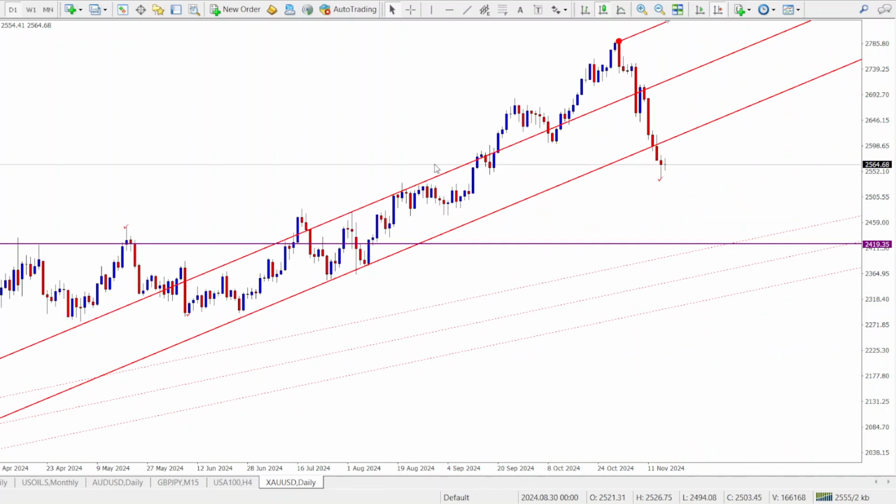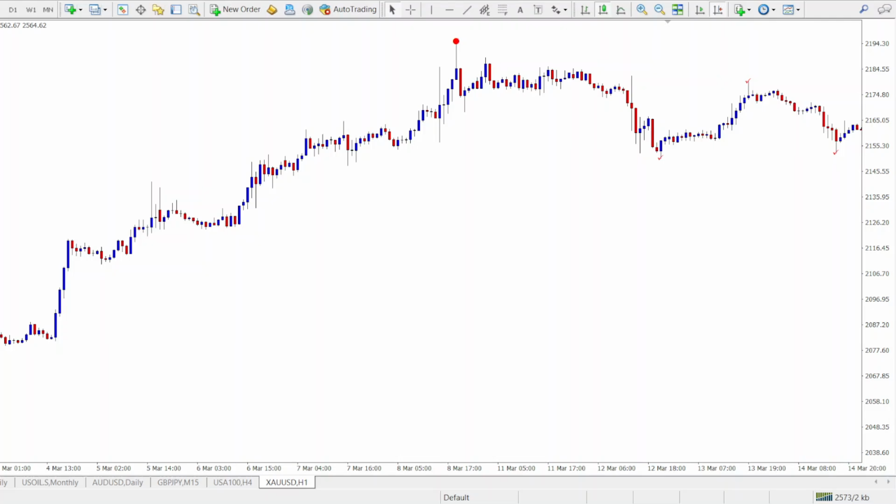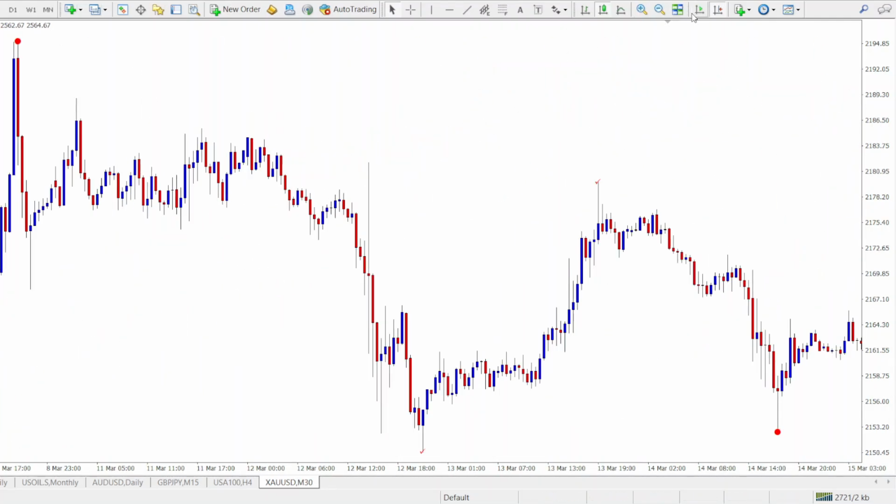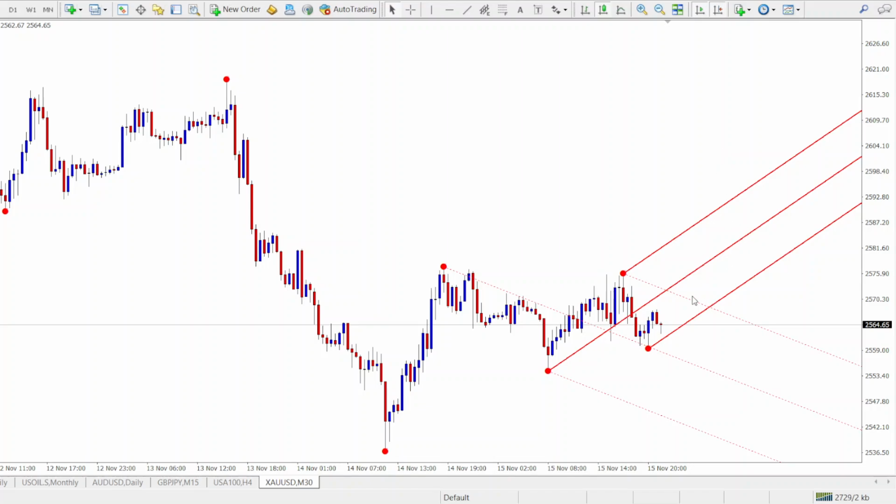So this indicator, like I said, works in different time frames. So let us go to a smaller time frame. Let's go to the 30 minutes time frame, and let us see how this indicator works there. So we can see that the indicator, because we're talking about future price movements, has shown two possible scenarios. This is a bullish scenario, this is a bullish scenario, and this is a bearish scenario. So the indicator gives you two possible scenarios.